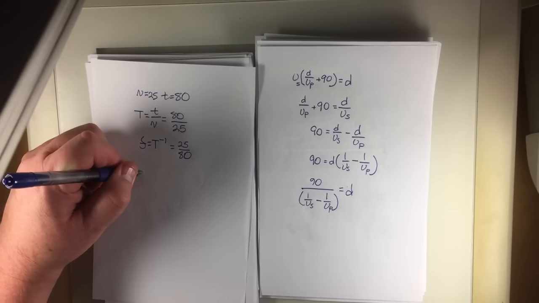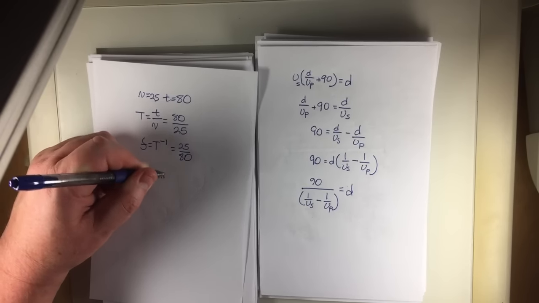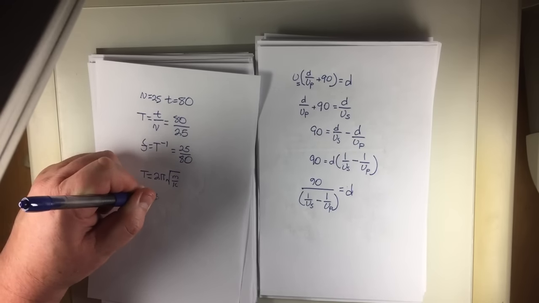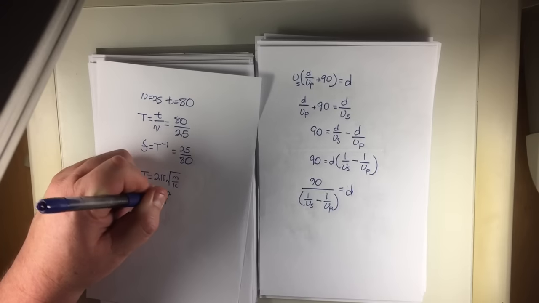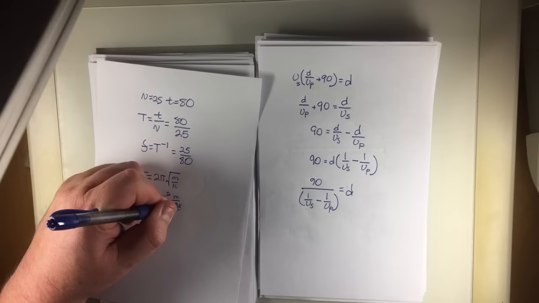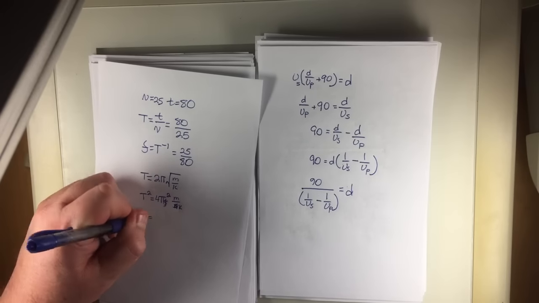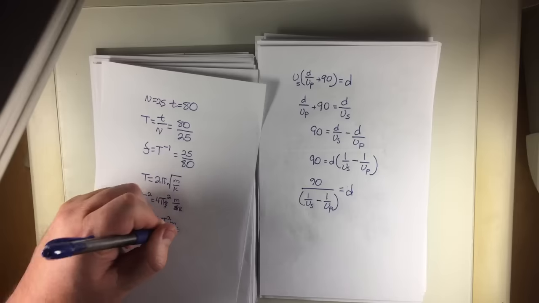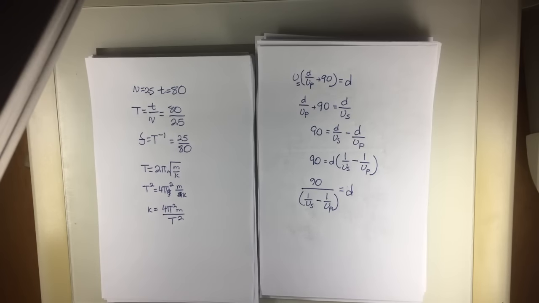For the spring constant, the period is 2 pi square root m over k. T squared is 4 pi squared m over k. So k is 4 pi squared m over T squared. You've got your m, you've got your T. The m is mentioned as 3 kilograms. The fact that it's silver is irrelevant. And there you go. That's 11.